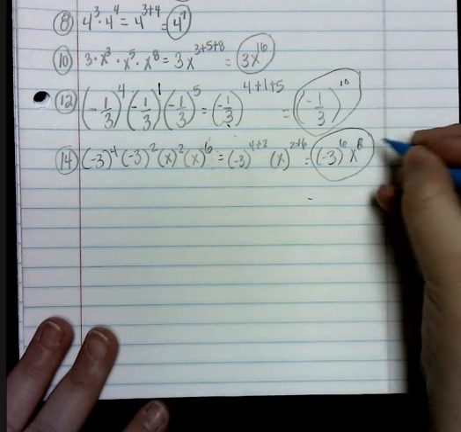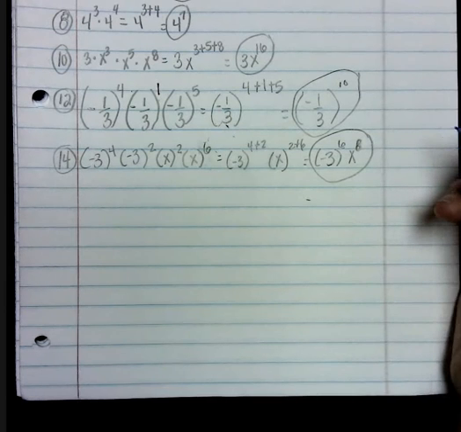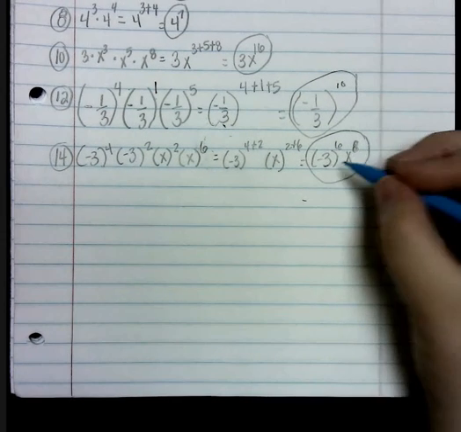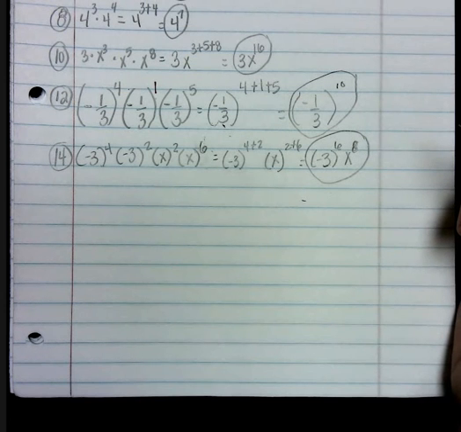And that x didn't necessarily need to stay in those parentheses because there was no negative in front of it. But that negative 3, remember, it is important that that one stays in those parentheses.